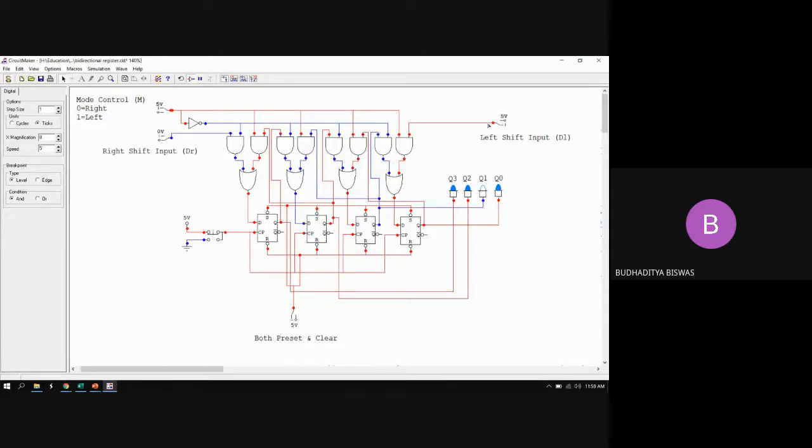So whatever data you want to store inside this register, you need to give it to the left shift input DL, and on the occurrence of the clock pulse, one by one the data enter inside the flip-flops from the MSB to LSB. First the MSB will enter, then the next bit, and at last the LSB. So data are shifted towards the left direction if you give the input here.